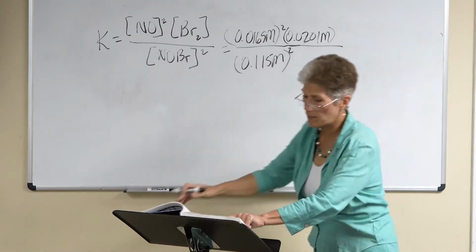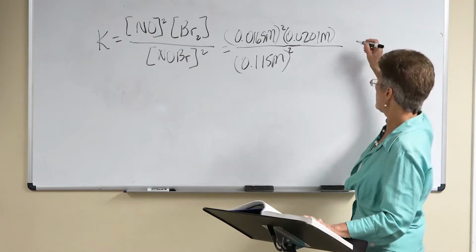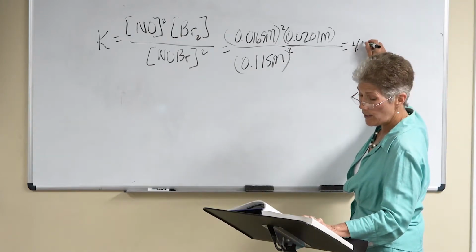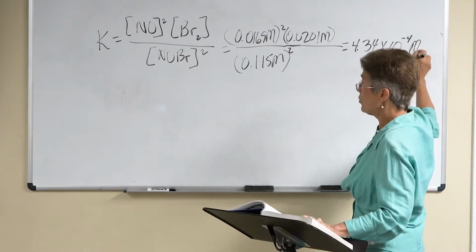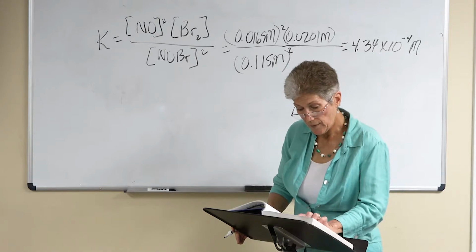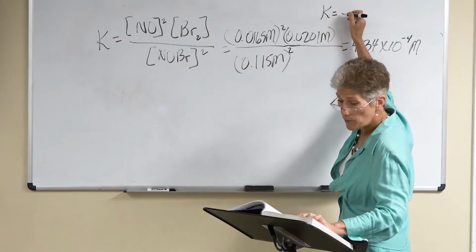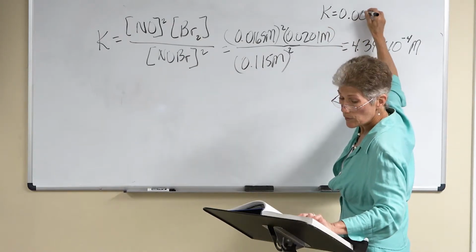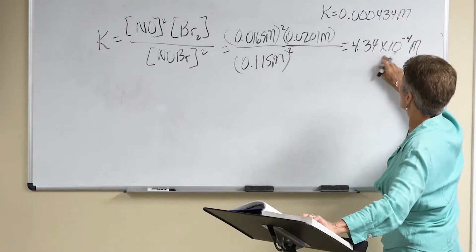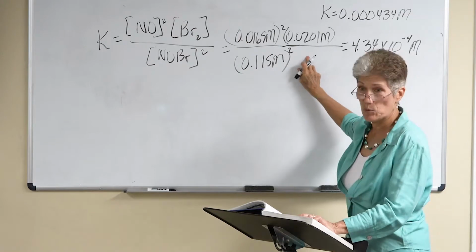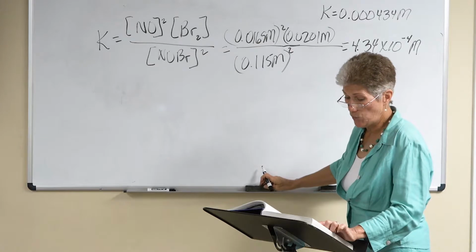We have 3 significant figures each place. When you do the math for that, you're going to end up with 4.34 times 10 to the negative 4th molar. Now we were given that the equilibrium constant, I'm going to write it here, is 4.34 times 10 to the negative 4th. So A is at equilibrium. It's dead on at equilibrium. Okay, next one, let's do.